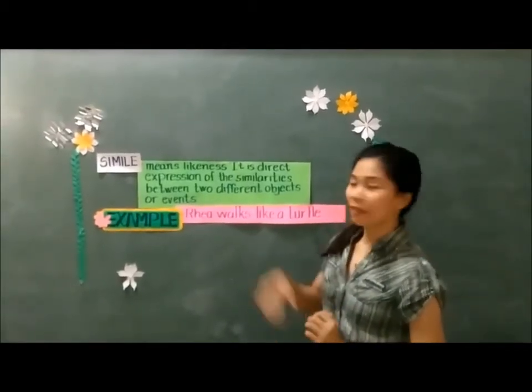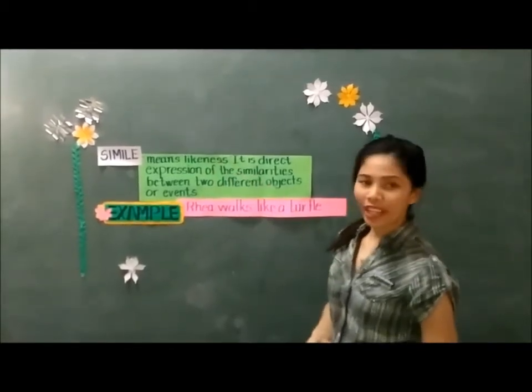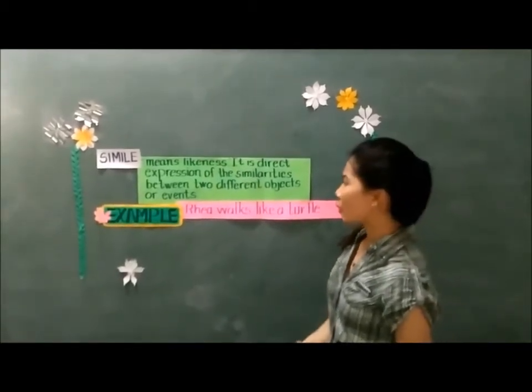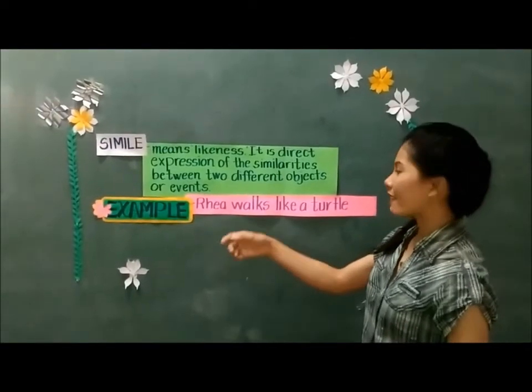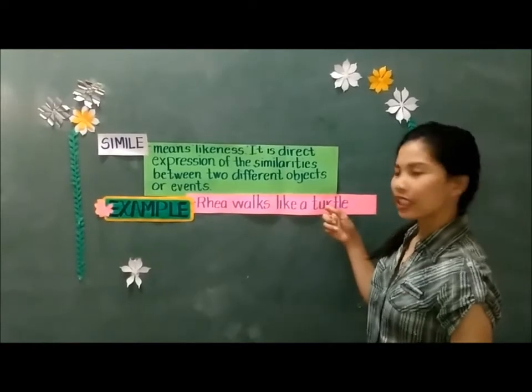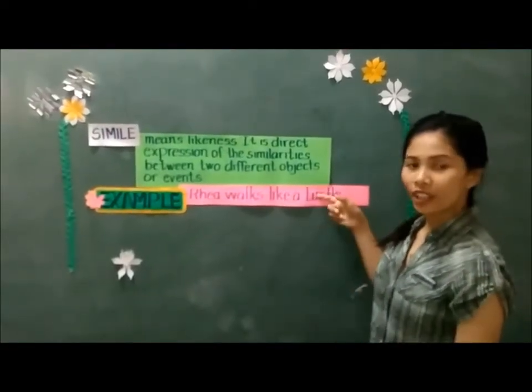So, what is simile? Simile means likeness. It is a direct expression of the similarities between two different objects or events. The example of simile is, Ria walks like a turtle. Here in this sentence, Ria is being compared to a turtle.